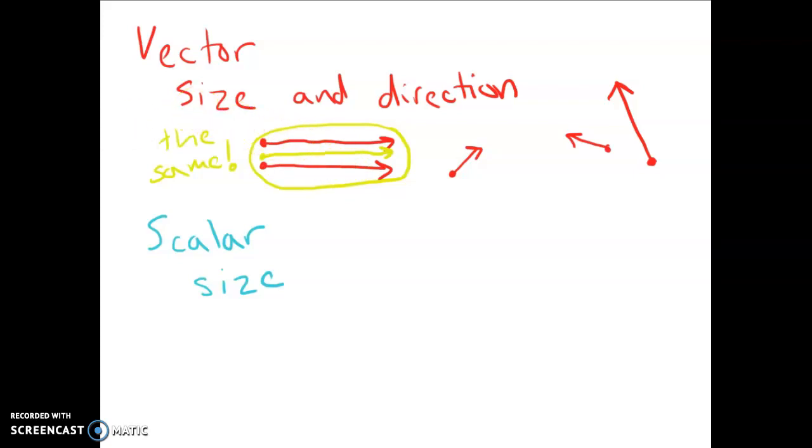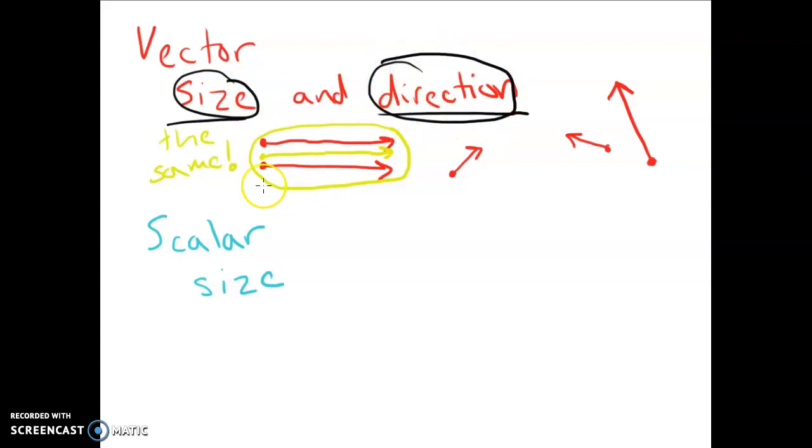Well, in some sense, you're right, but in terms of vectors, they're the same because remember, what does a vector have? A vector has size and direction. It doesn't have color, right? It doesn't have position. It has size and direction, right? So a vector doesn't care where it's at. It doesn't care what color you drew it as. All it cares about are size and direction, okay?